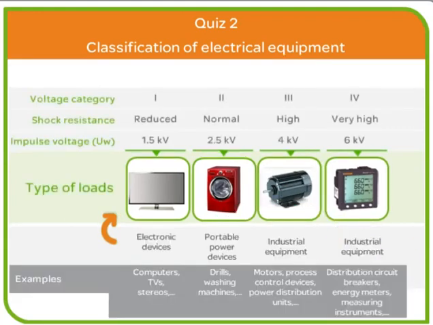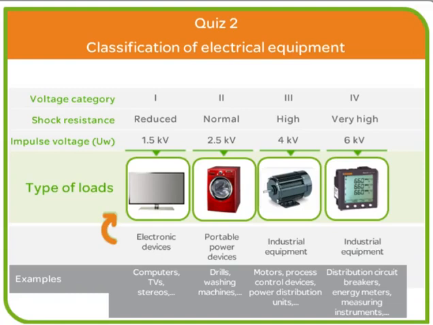The most fragile devices are classified in Category 1. They are the ones with the lowest tolerance level. This category includes devices containing a majority of electronics, such as computers, TVs, and stereos. Category 2 includes all portable power devices, such as drills and large household appliances, such as washing machines. Category 3 includes all industrial equipment, such as motors, process control devices, and power distribution units.